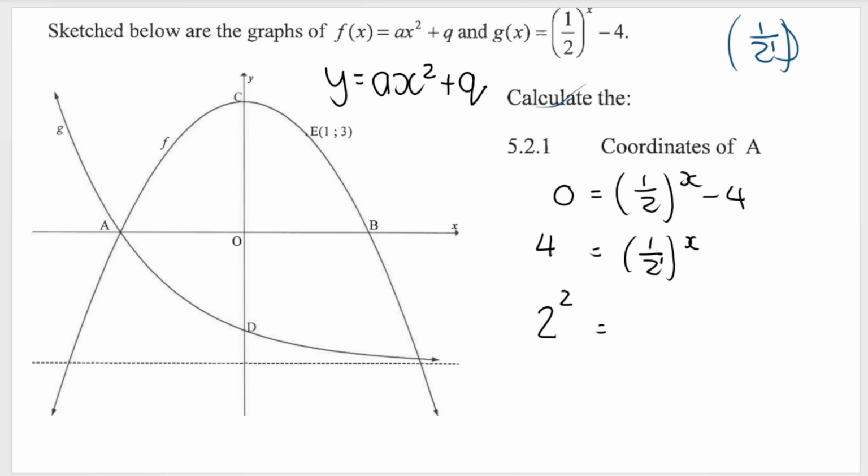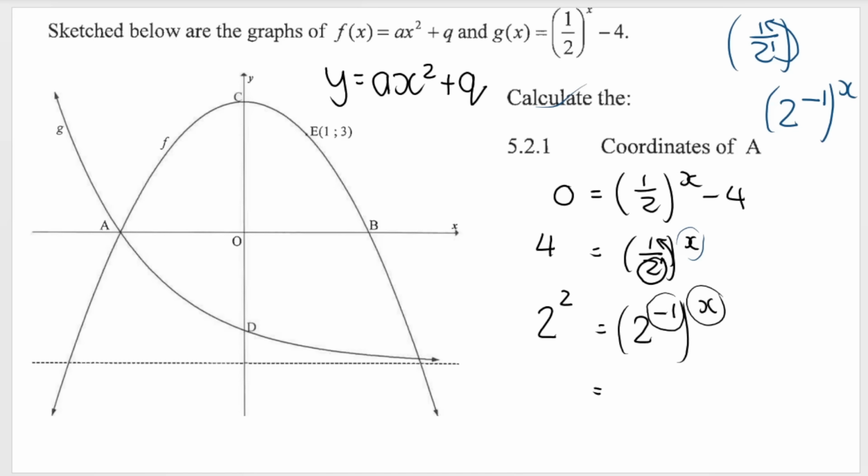If I want to bring this 2 upstairs, that 2 is going to become to the power of -1. But remember, this whole thing had an exponent of x, so the x will still be there. So it becomes 2 to the power of -1, all to the power of x. Then you do power inside multiplied by power outside. You multiply those two together. So we get 2 to the power of -x, and then 2 to the power of 2.